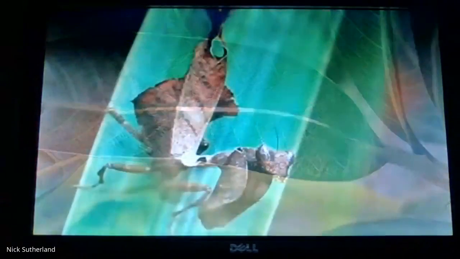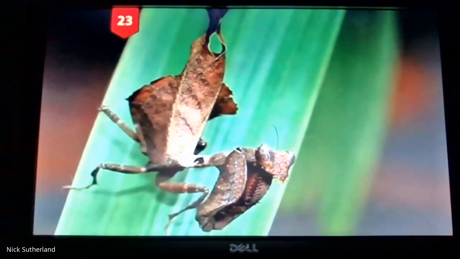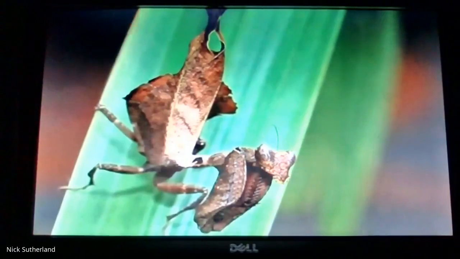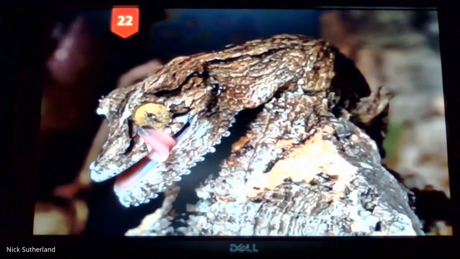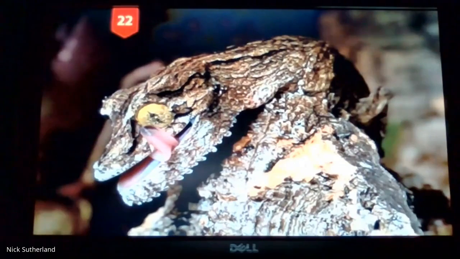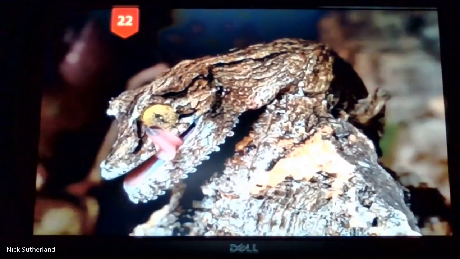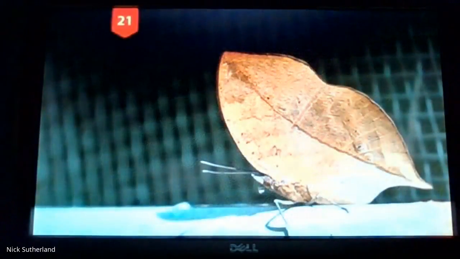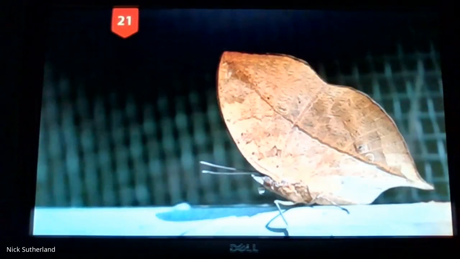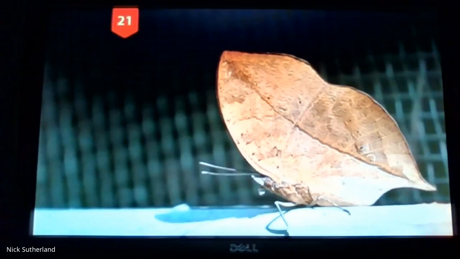Number 23, the deadleaf mantis. It shouldn't be too hard to see where this species of mantis gets its name. Number 22, the mossy leaf-tailed gecko. Endemic to Madagascar, this gecko can not only change color to match its surroundings, but it also has several dermal flaps that extend outwards to break up its outline. Number 21, the deadleaf butterfly. Found throughout tropical Asia, the deadleaf butterfly resembles a dry leaf with dark veins when its wings are closed.